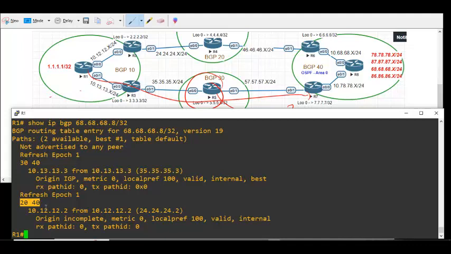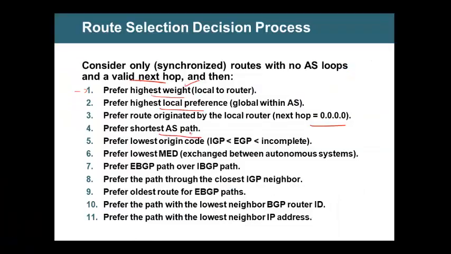Now go to the next one. Origin code. IGP means I. Redistributed means question mark. In the early days we had one old protocol called EGP, so nowadays you will not find it. So don't worry about it. Now it will prefer the smaller one over the bigger one. That is our tiebreaker, my friend.